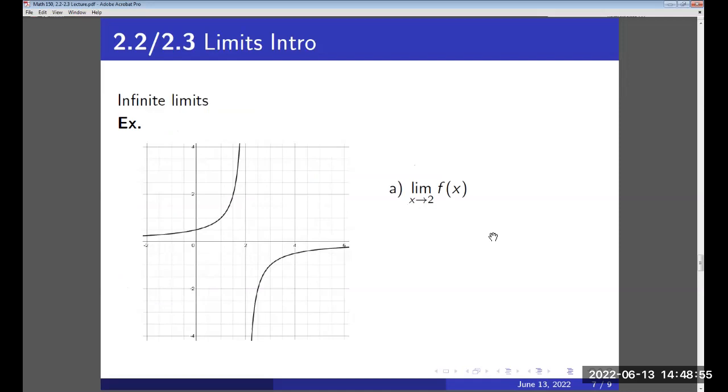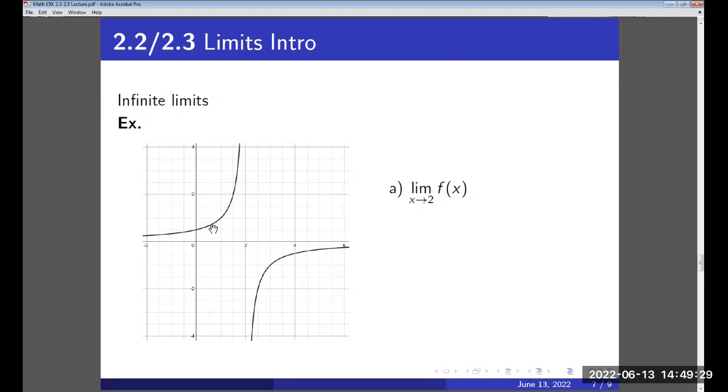Let's move on to infinite limits. Infinite limits are where the answer to your limit, the y value, might be infinity or negative infinity. So let's take a look here at this graph I made. This graph has a vertical asymptote at x equals 2. So what might we say about the limit for this function as x approaches 2?